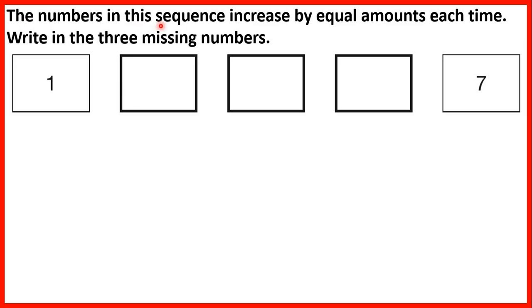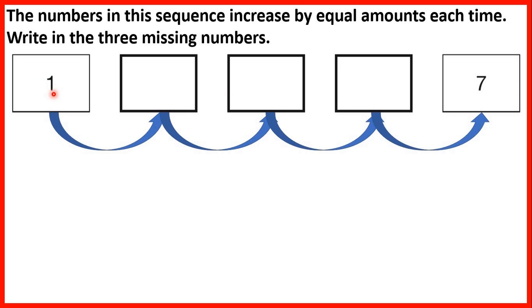The numbers in this sequence increase by equal amounts each time. Write in the 3 missing numbers. So we have 1 and 7, and to work out what the sequence increases by each time, we need to work out how many jumps. So that's 1, 2, 3, 4 jumps to get from 1 to 7, and the difference between 1 and 7 is 6. So with 4 jumps, we get 6 more.